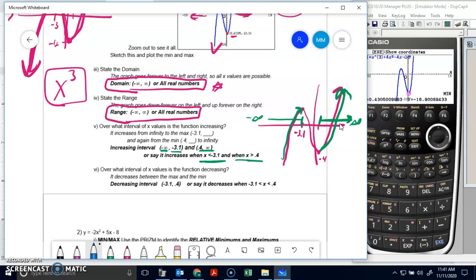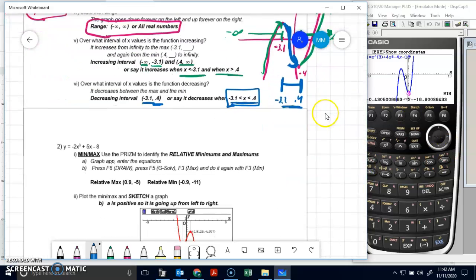Now let me switch to blue for the decreasing. The only place it decreases is from the max down to the min. From negative 3.1 to 0.4, this interval is where it's decreasing. I can also write that as a compound inequality, saying that when x is between negative 3.1 and 0.4, that's where it's decreasing.